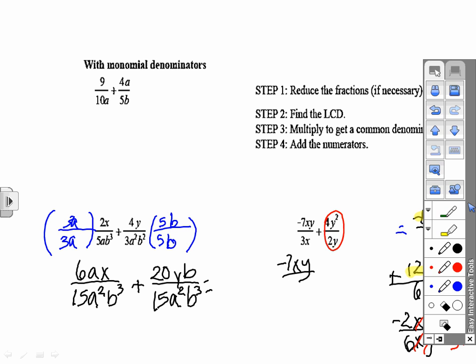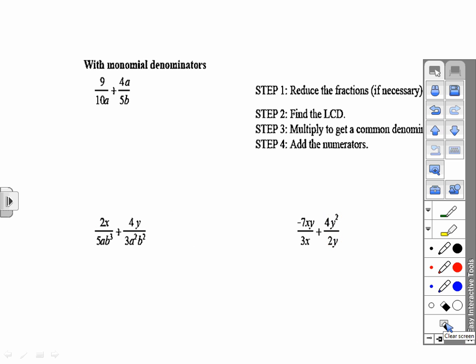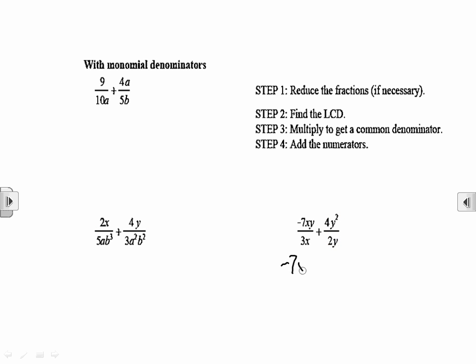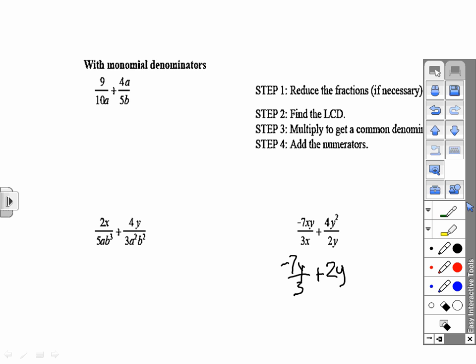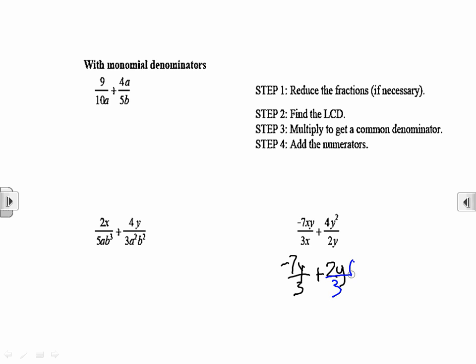So that means I could rewrite my problem as negative 7xy, and look, we have an x2. So let's reduce that as well. Negative 7y over 3 plus 2y. Well, then I just want to simplify this right fraction by multiplying by 3 over 3.